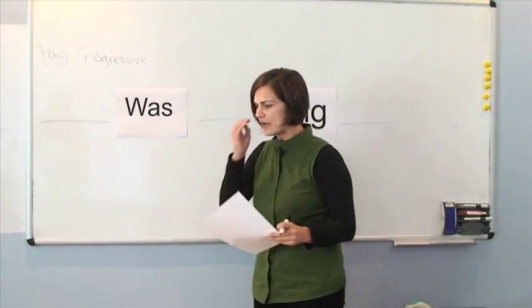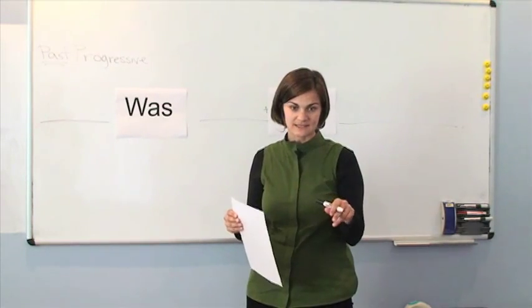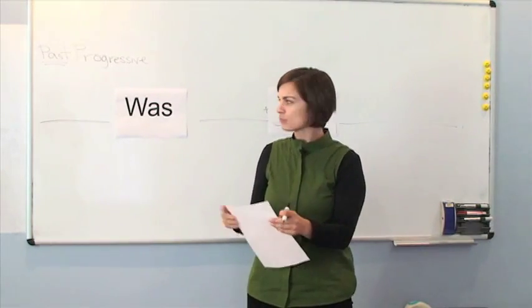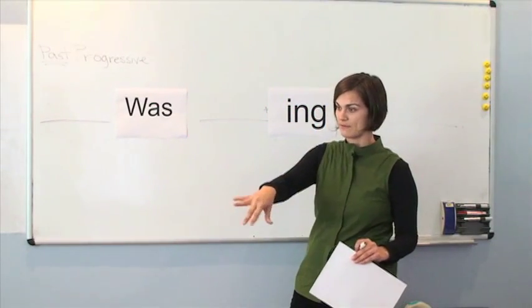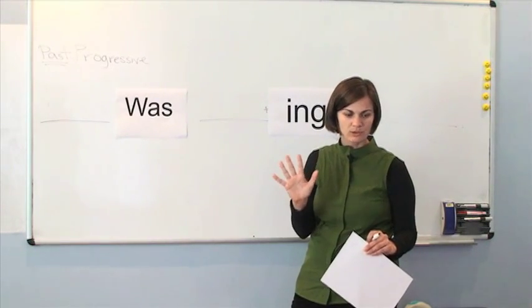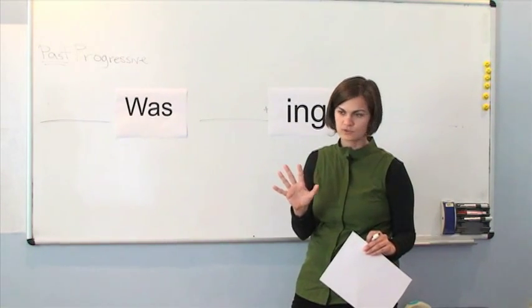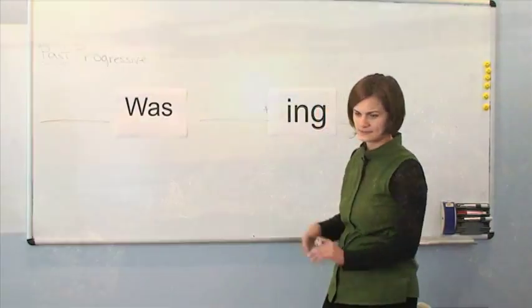Yeah? So I would like you now, we're going to write some sentences. You're going to write some sentences. I'm going to help you. And we're going to write sentences using this form and the verbs you have on your sheet. So you can choose 5 verbs that you want to write a sentence with. Okay? Choose 5. And then we'll write sentences just like this.